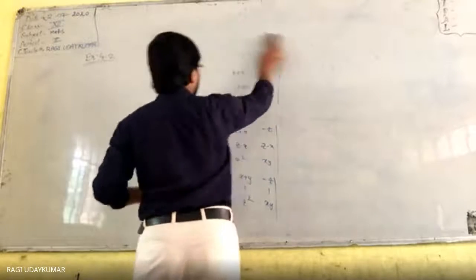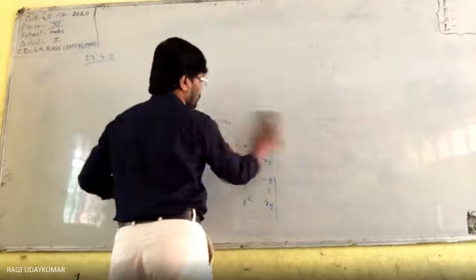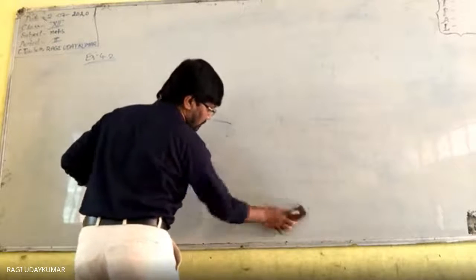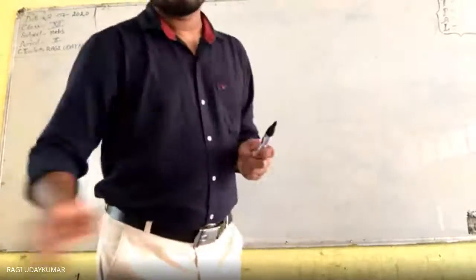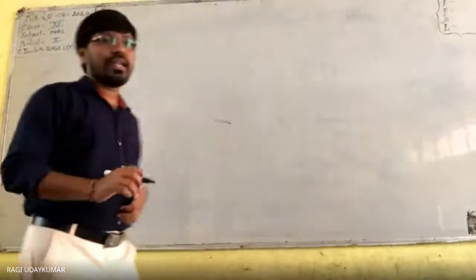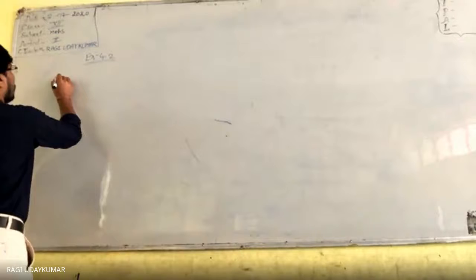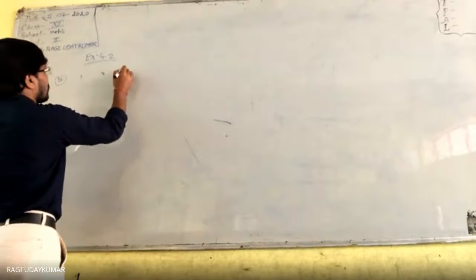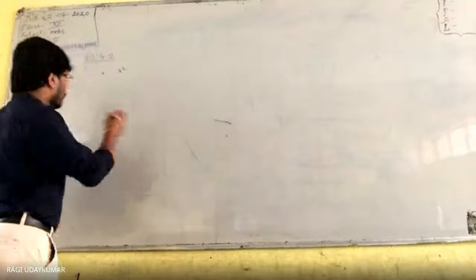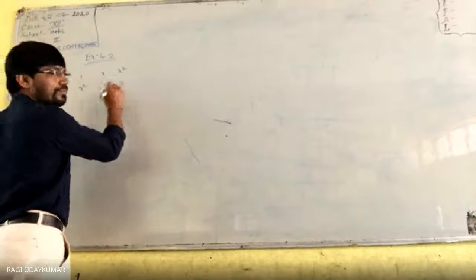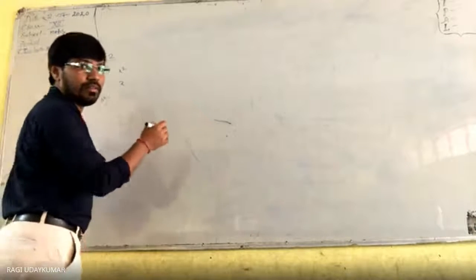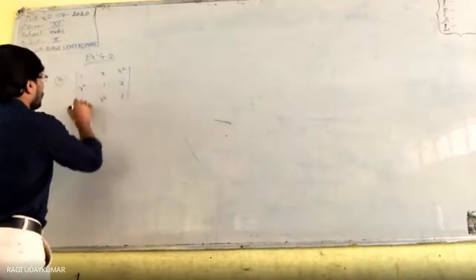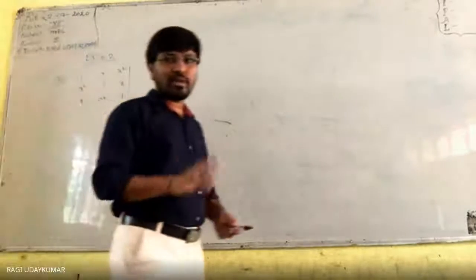Let us go for a different problem, that is 12. 12 is a little bit different. The determinant has rows 1, x, x square; x square, 1, x; and x, x square, 1. So this is one type of model.